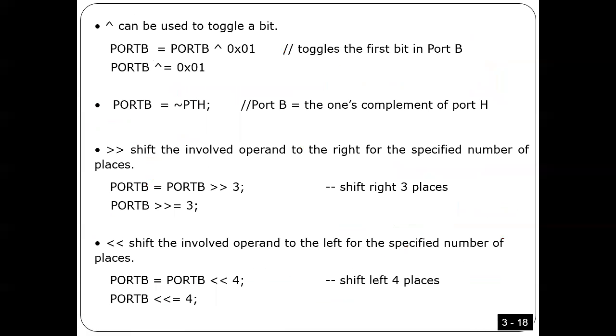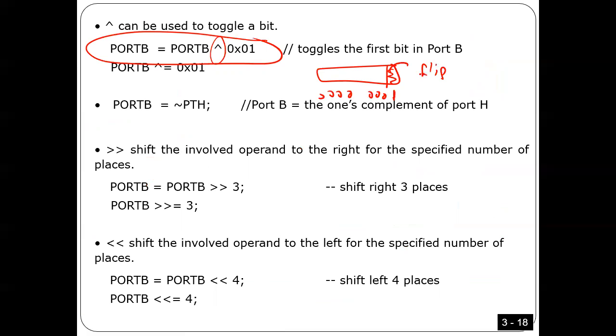Same thing here. Nothing is new. This is how you can flip some bits. Is that okay? Because this is for XOR. This is how you can toggle or flip some bits, because this is 1. So actually, what I'm doing here, I flip this bit. You flip the first bit here. Any questions? Okay.